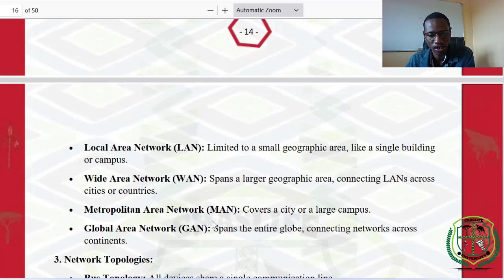Metropolitan area network, so MAN, all right, abbreviated as MAN. So here it covers a city or a large campus. Okay, so it's not too different from a wide area network. All right, a metropolitan area network also covers a large area. It covers a larger area similar to a wide area network. Okay, now the wide area network is smaller than a metropolitan area network, because it covers large cities.